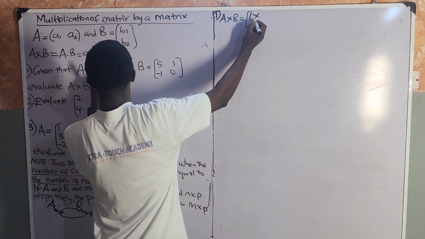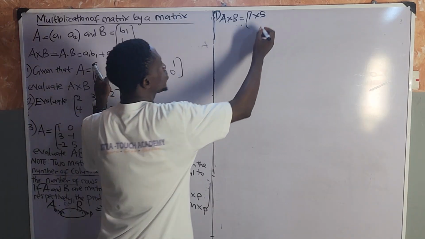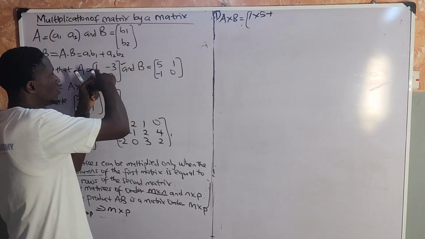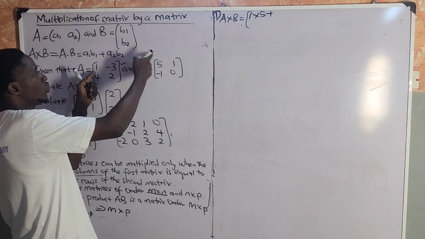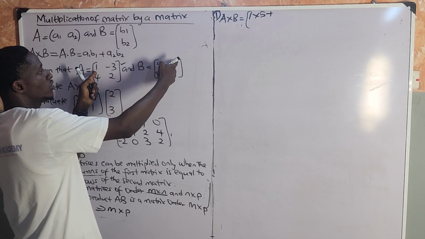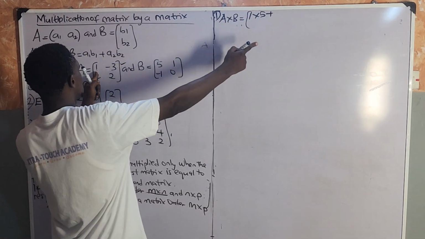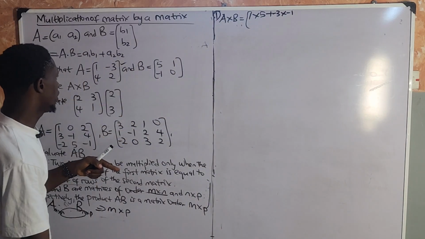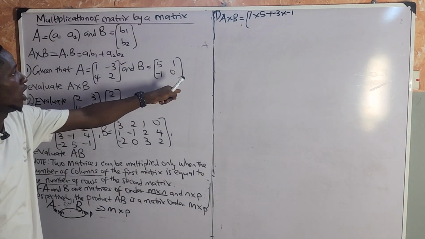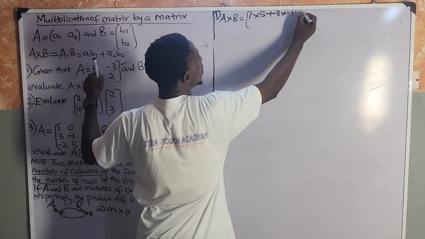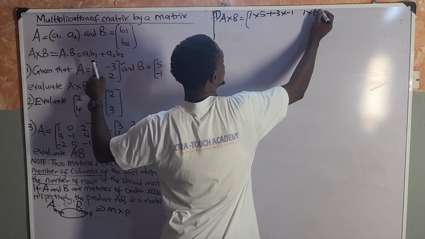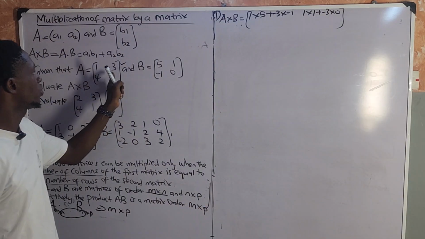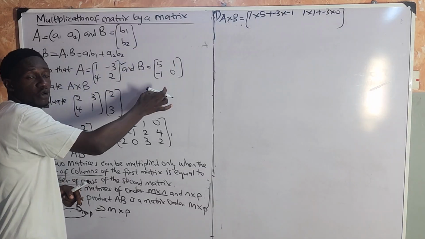So 1 times 5 plus minus 2 times minus 1. This will go into this, this will go into this, plus this goes into this. So 1 times 5 plus minus 3 times minus 1. You give a space. Let's go again to the second column: 1 times 1 plus minus 3 times 0. We are done. You can see that this first row has gone into the first column and the second column.